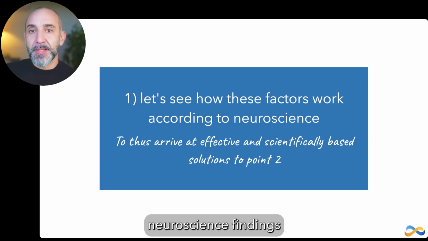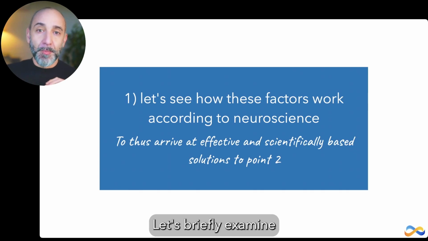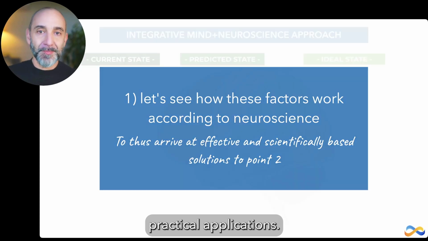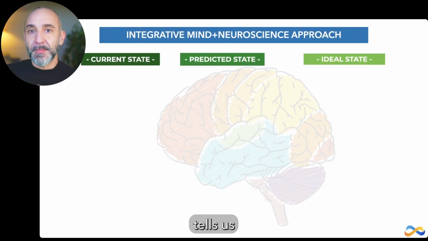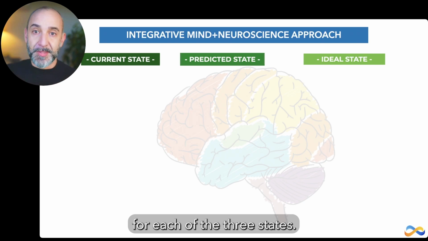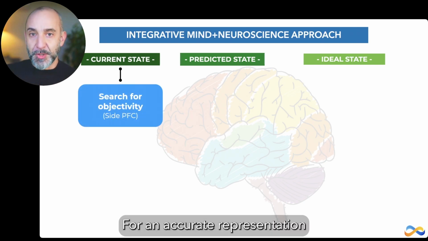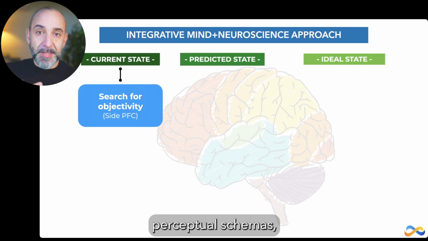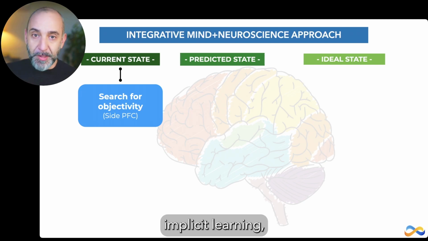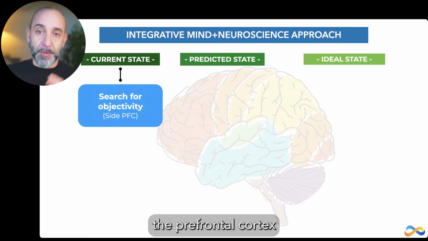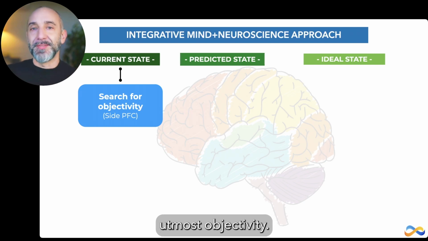Integrating the latest neuroscience findings with these themes provides an effective, pragmatic approach. Let's briefly examine some key mechanisms before discussing their practical applications. First of all, science tells us that our brain assigns specific tasks to different areas for each of these three states. For an accurate representation of the current state, free from biases, distorted self images, perceptual schemas, cognitive biases, implicit learning, traumatic memories, and other potential interferences, the prefrontal cortex strives for the utmost objectivity.